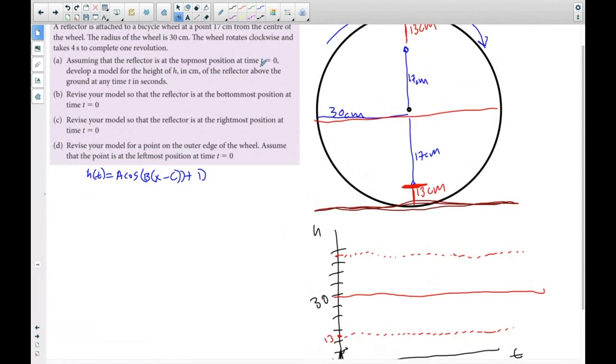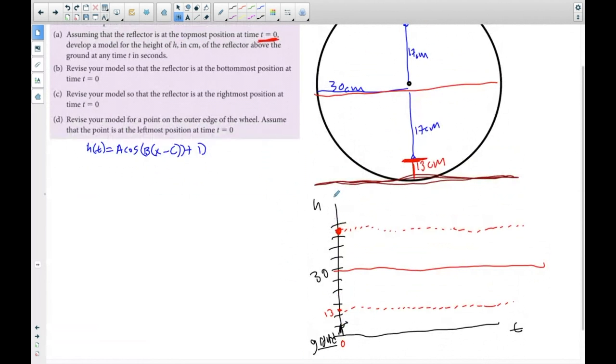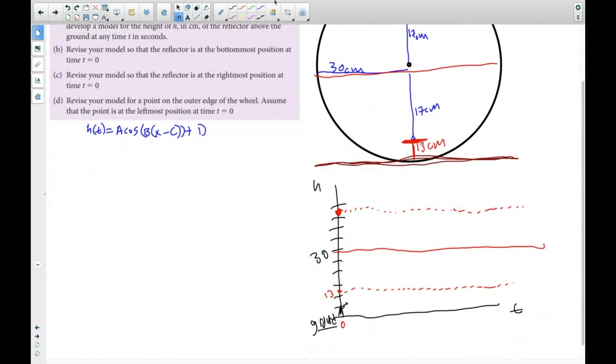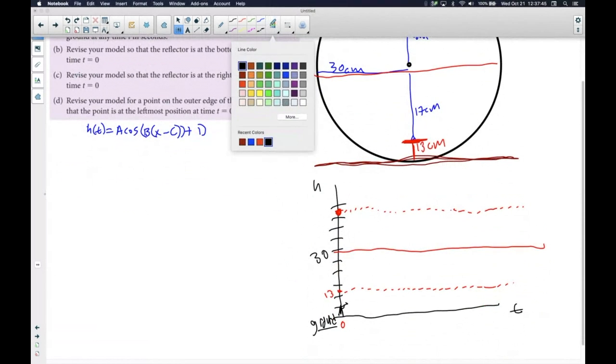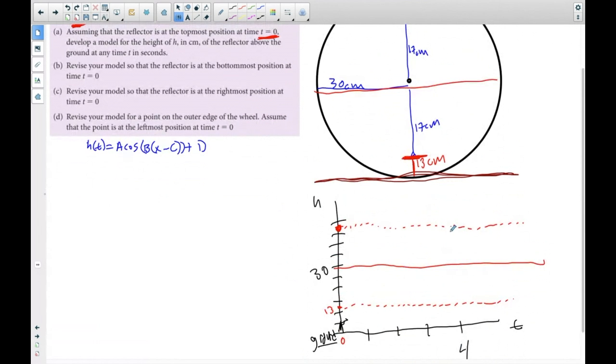Then it says the topmost at t equals 0. So t is 0 right here. That means it's right there. t equals 0. Then it says it takes 4 seconds to complete one revolution. So down here I'll go, 4 seconds. I'll say this is 1, 2, 3, 4. So in 4 seconds, I need to do a complete revolution.